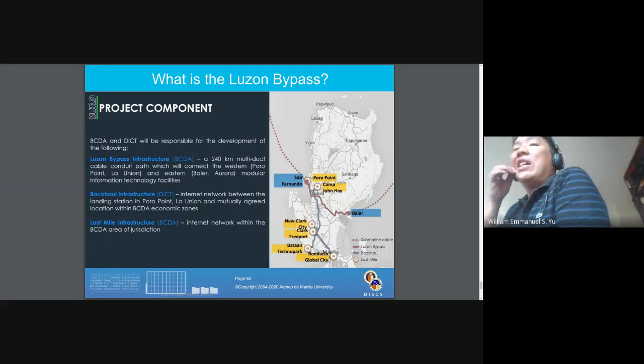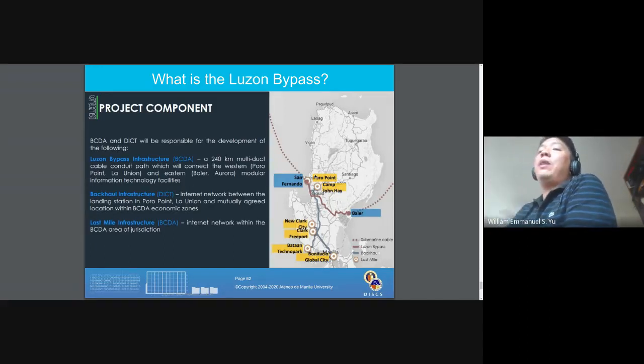So this is what you're reading in the news, right? This is what we call the Luzon bypass. And hopefully when this thing comes up, we will have a lot more cables that pass through. So we become like a transit point for fiber optic cables, okay?